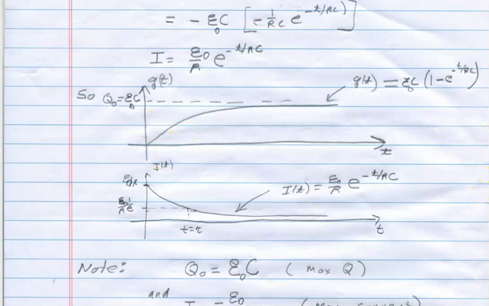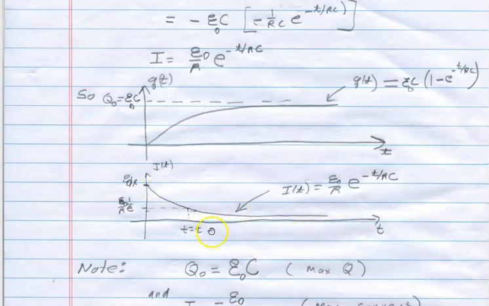Current does something similar. Here's the expression we got for the current. Notice it starts, though, when t is equal to 0 at its maximum value. At t equals 0, I get E naught over R. So that's E naught over R, which is really the highest it gets. And then it falls off exponentially.